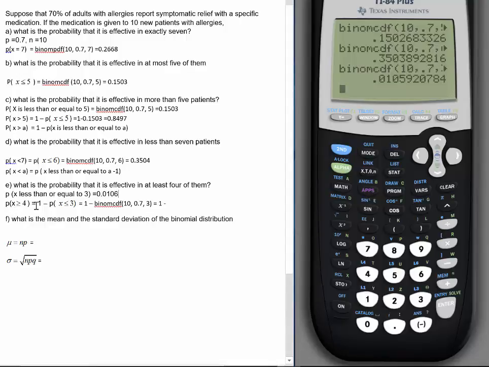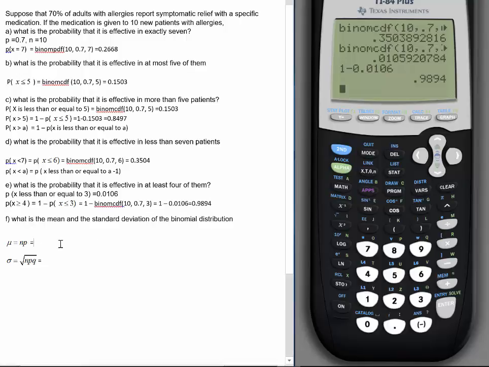Alright, so our answer for the probability of x greater than or equal to 4 will be 1 minus the probability of x less than or equal to 3, which is 1 minus 0.0106, and then equal. You can just use the calculator also to compute the final answer, guys, no problem. And here you go, that's the answer, 0.9894.